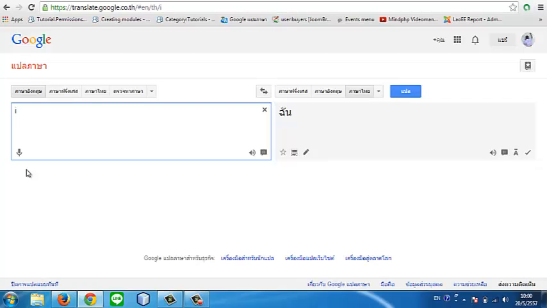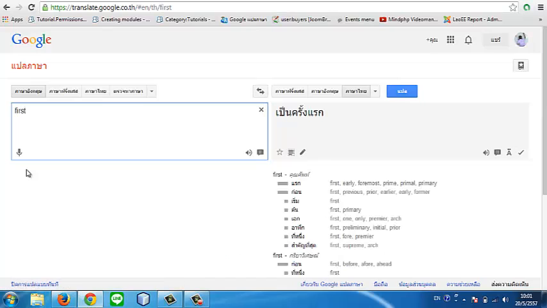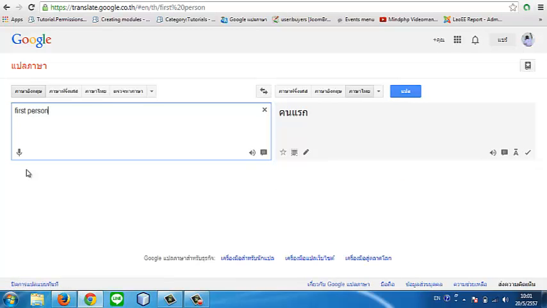Now, first person refers to the person who is performing the action. For example, I am good. Now, this one is the example of a subject, first person. Now, in the second person, it refers to the other person, like you are good. Now, you are saying this sentence, but you are not the subject.